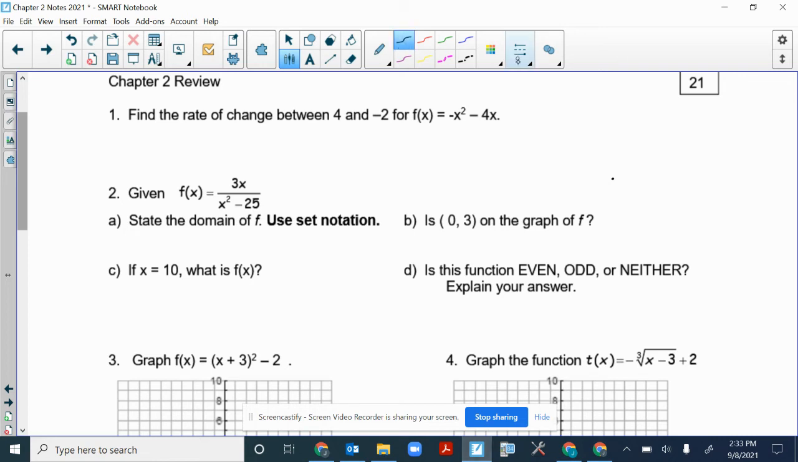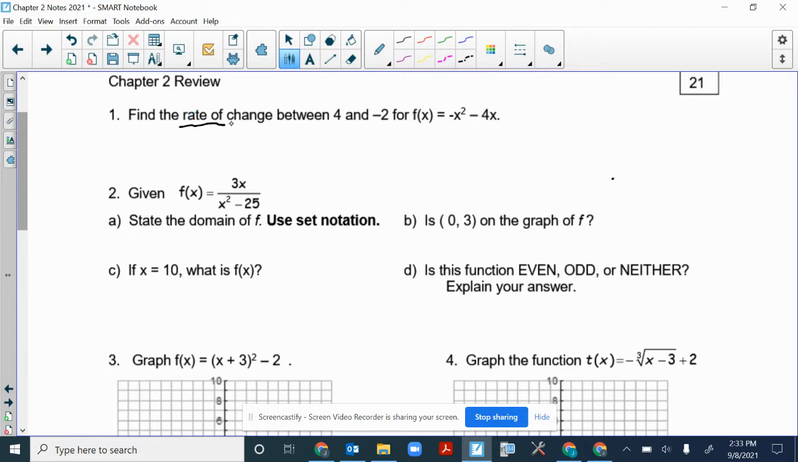Today we're going to look at the Chapter 2 review, and this video will cover questions 1 and 2. So here, for number 1, it says find the average rate of change between 4 and negative 2 for f of x equals negative x squared minus 4x.